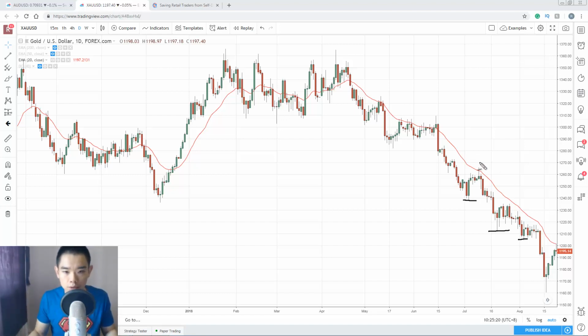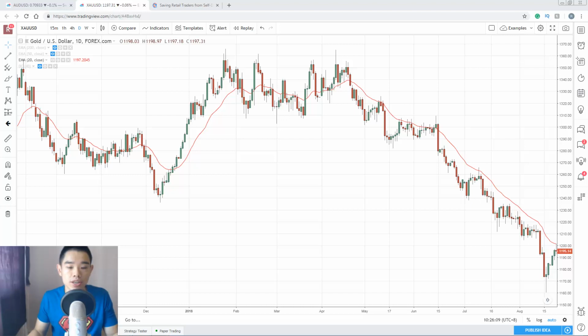If you look at this, it only tested the moving average over here once, and then over here it didn't test, here it didn't test. If you were waiting for it to come to the moving average, or to come to the previous swing high, you will be disappointed because the market is in a strong trend. That's why it doesn't have a deep retracement. So if you want to trade pullbacks or retests of key levels, again, you will be disappointed. That's why I say that in a strong trend, it's ideal to trade breakouts or breakdowns.